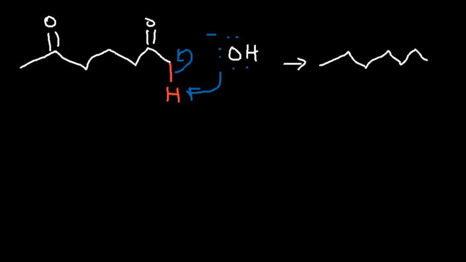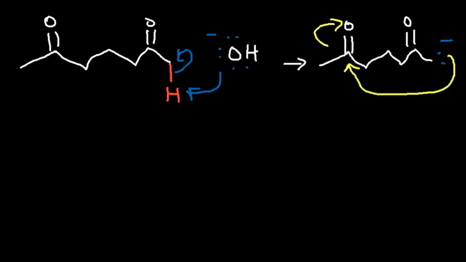So, under basic conditions, the first step is deprotonation. We need to remove the alpha hydrogen, and we're going to get a carbanion. Now, this negatively charged carbanion is going to attack the other carbonyl carbon. So this is going to be carbon 1, 2, 3, 4, 5, 6. So we're going to get a 6-membered ring.